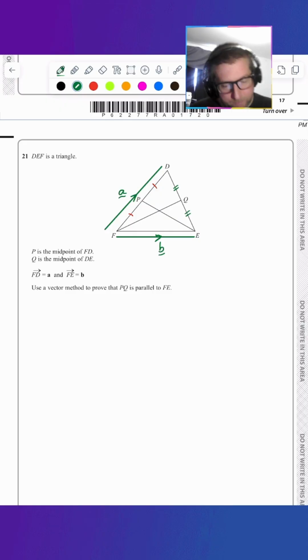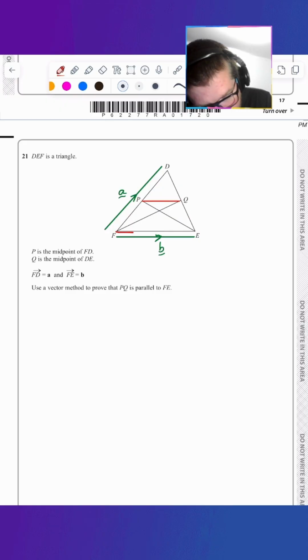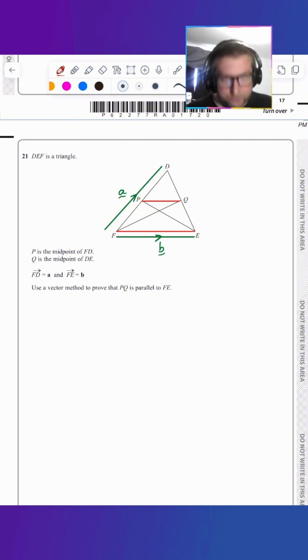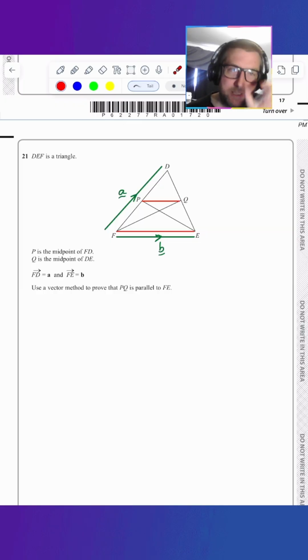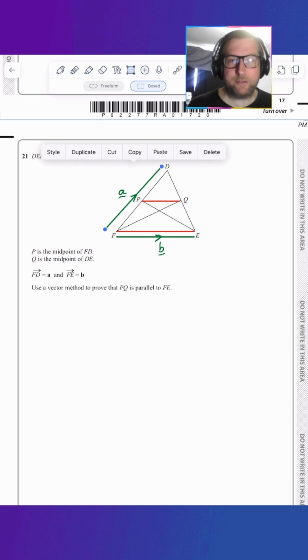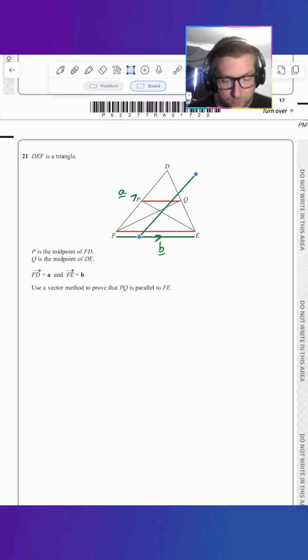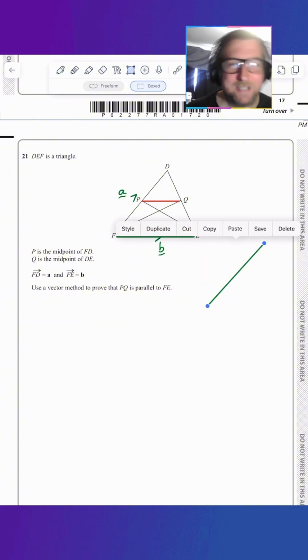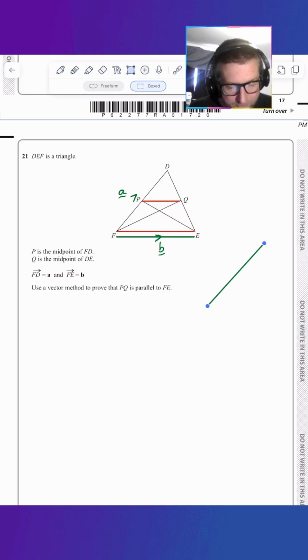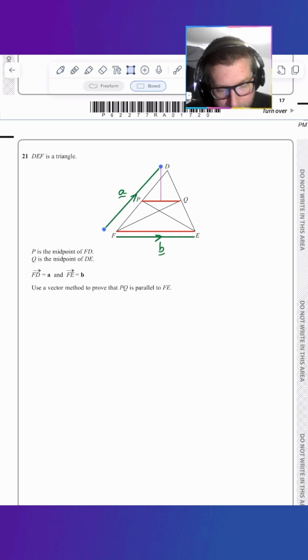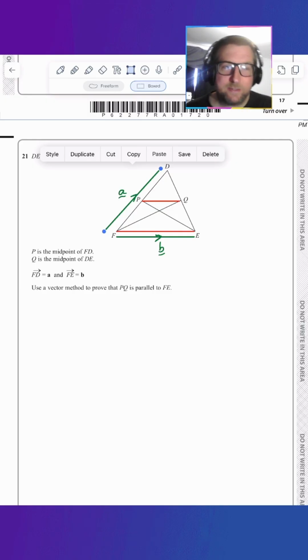Use vector method to prove that PQ is parallel to FE. So we're trying to prove that those two lines in red are parallel. Notice the different notation. PQ does not have an arrow over the top of it. So that means it's not talking about the vector from P to Q. It's talking about the line segment PQ. It's not a vector, so it's sort of fixed in place. It is the line between these two particular points, whereas vector A is just an arrow that is the correct length and in the right direction. So if I move this vector over here, then it's still the vector A. The vectors are not fixed in place. So that's the difference between those different notations.